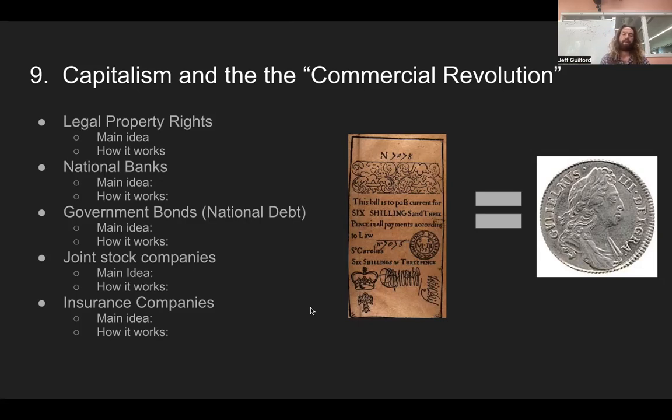Fourth, in both Britain and the Netherlands, we see the rise of something called joint stock companies. And later, these will evolve into full-fledged stock markets. But the basic idea here is that if individual people want to invest in a very big project, they usually don't have enough money to do this. Even very wealthy Englishmen didn't have enough money to fund a voyage to India by themselves. So what they would do is pool their money together and create joint stock companies.